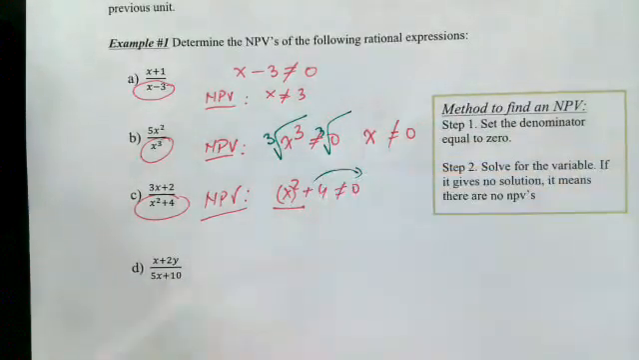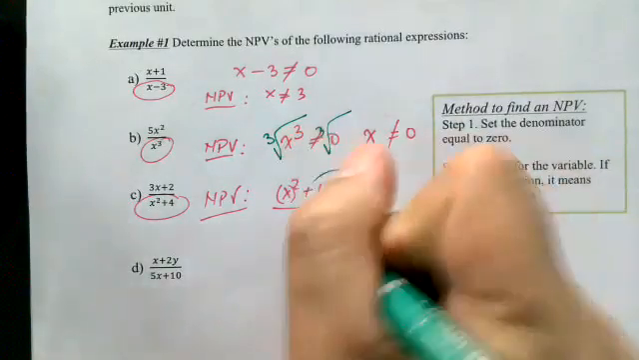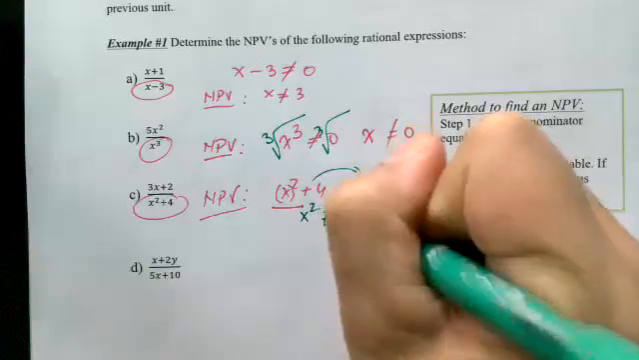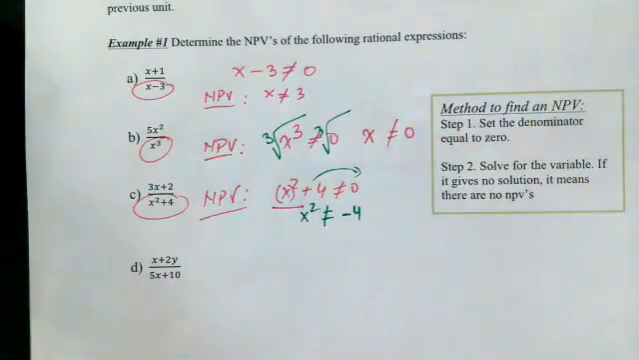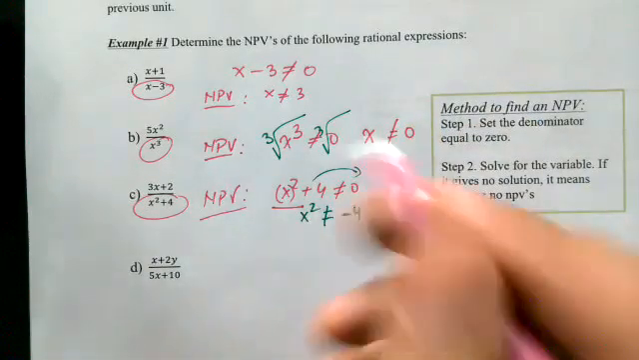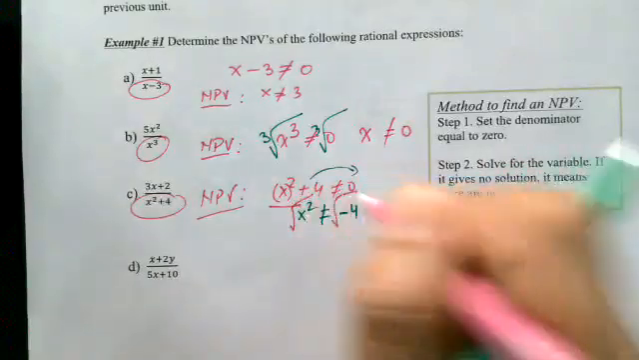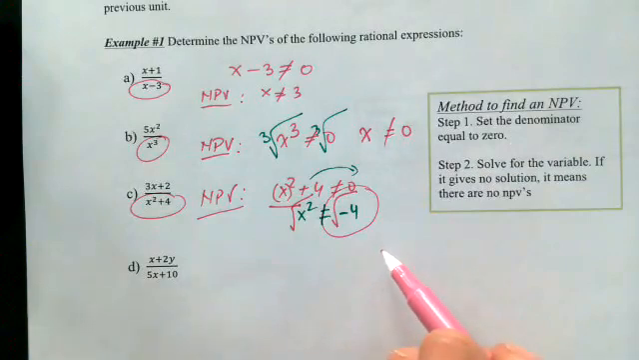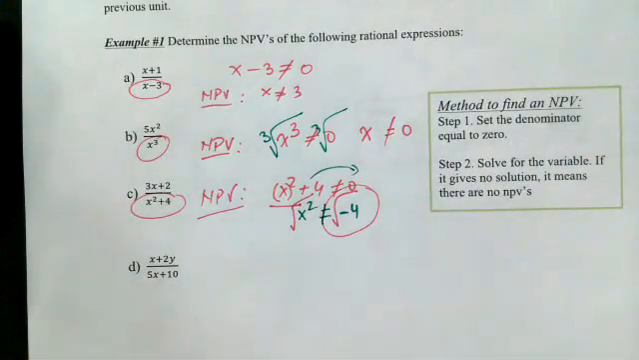So we would move the 4 to the other side. So it becomes x squared cannot equal -4. So now when you take the square root of both sides, you will notice here you have to evaluate it by taking the square root of a negative number, which is not possible, right? So therefore, there's going to be no NPV.